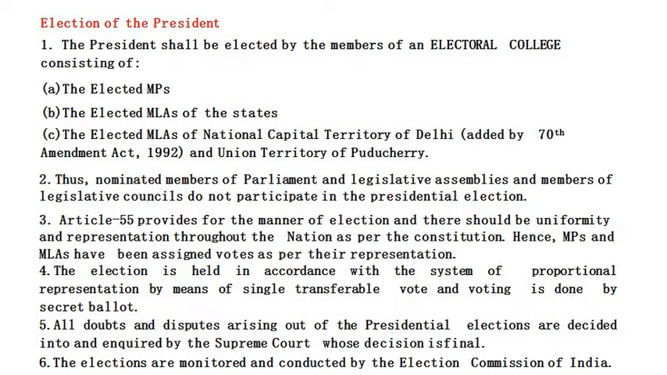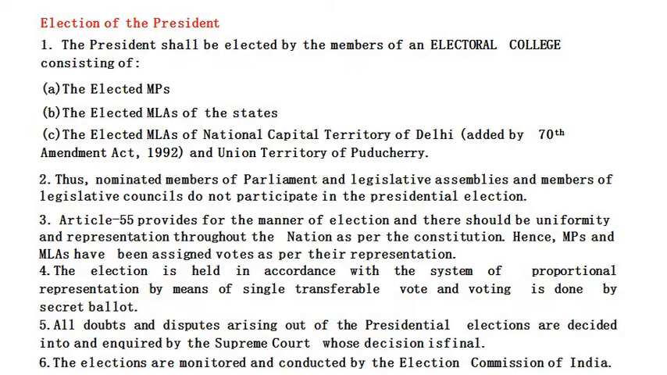Then the nominated members of the Parliament and the Legislative Assembly, and the members of the Legislative Council, do not participate in the presidential election. That means only the elected members are eligible to vote in the election of the President, not any others.